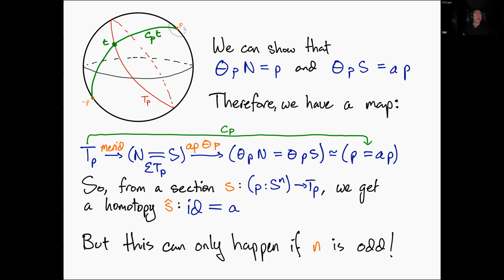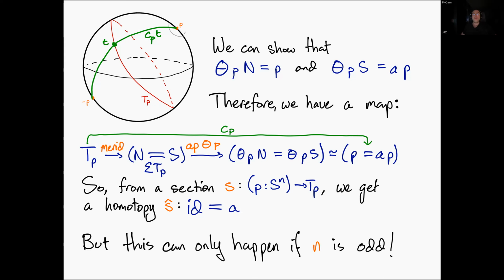So remember that the tangent space is this orthogonal sphere, the equatorial sphere, where the point P is the North Pole. If I pick a point on that sphere, I get a meridian, a relative meridian, going from P to negative P, or the antipode of P, sorry. And that's the homotopy that I get between them.